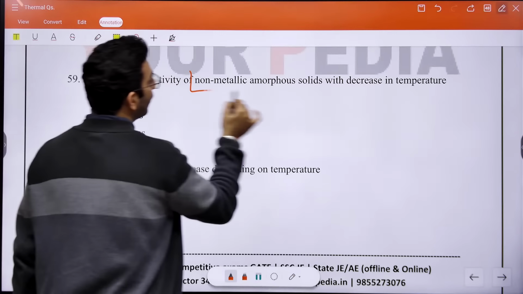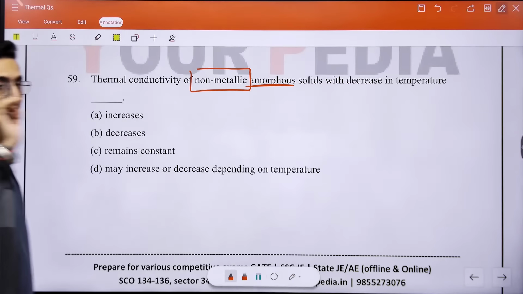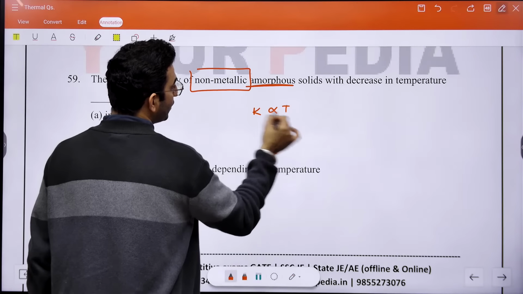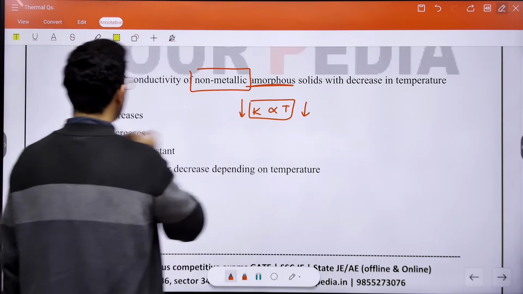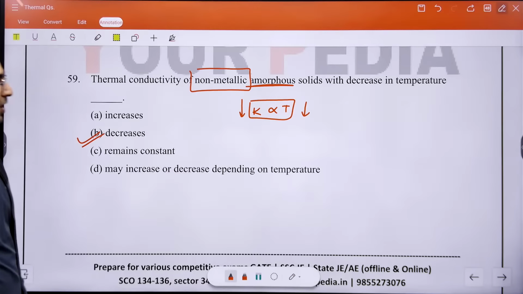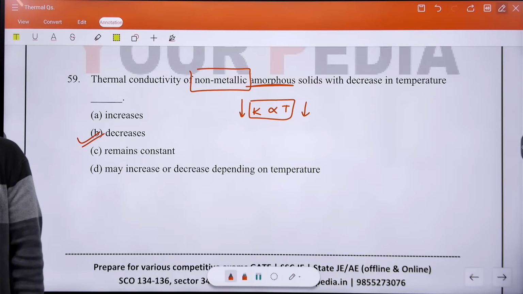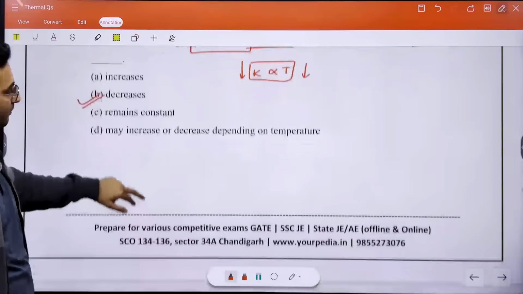Thermal conductivity of non-metallic amorphous solid with decrease in temperature. You have to remember that thermal conductivity for a non-metal is directly proportional to the temperature. So if the temperature is decreasing, thermal conductivity will also decrease here. In case of metallic, they are inversely proportional to each other. So option number A will be the correct answer in that case. But here B will be the correct answer.